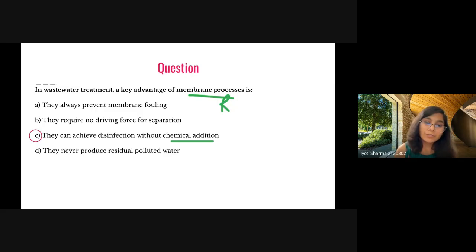They never produce residual polluted water. No, this is exactly not the right answer. So that's how C will be the right one.